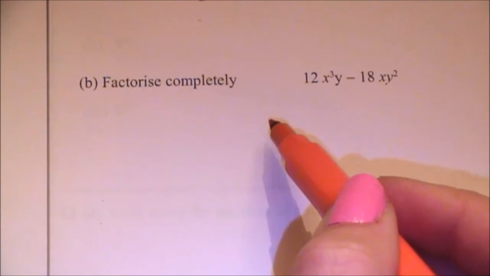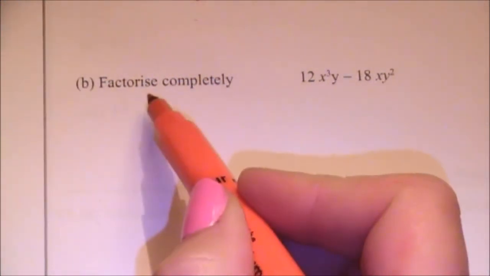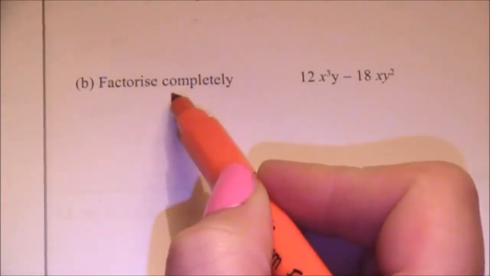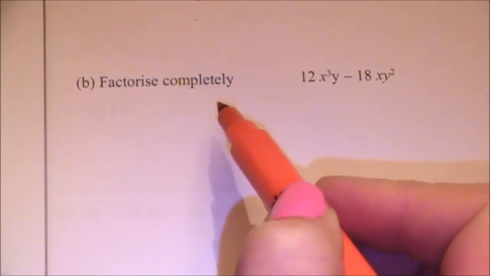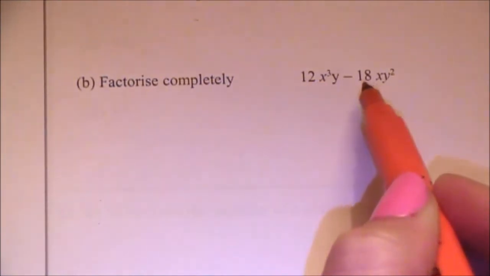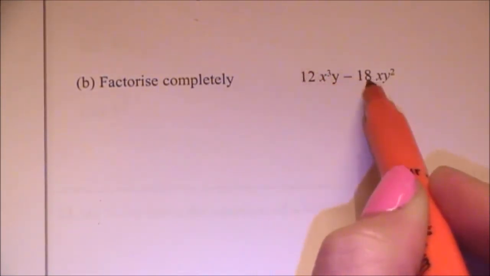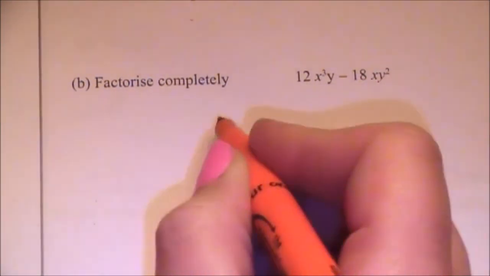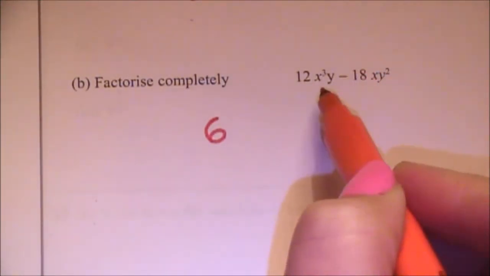Part B is asking you to factorise completely. The fact that it's asking for you to factorise means they want you to remove the common factors, and the fact that they're saying completely means they want you to remove the highest common factor. So in order to do this, first thing I'm going to do is look at my numbers, and I'm going to decide what's the highest number that goes into 12 and 18, and the highest number that goes into 12 and 18 is 6. Then I'm looking at my letters.